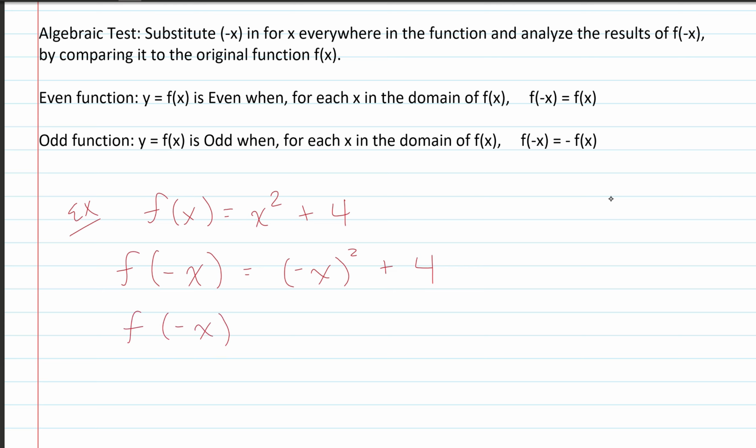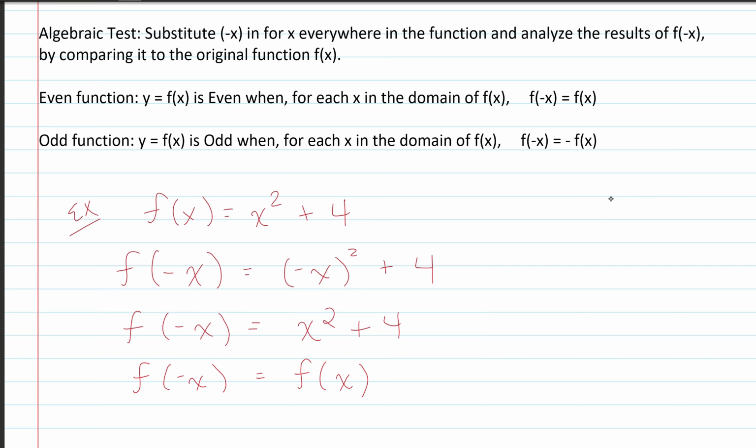So what do we get? f of negative x is equal to, when you have a negative x raised to the second power, it's like negative times another negative, which makes the whole thing positive. So it becomes x squared plus 4. Now let's take a look at this. We plugged in negative x, and what was our result? x squared plus 4. If we look back, the original function was x squared plus 4. So we got the original function back.